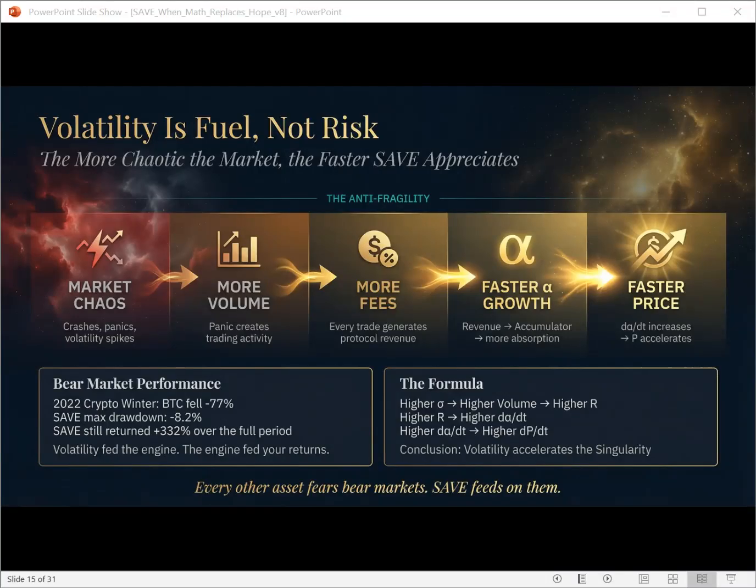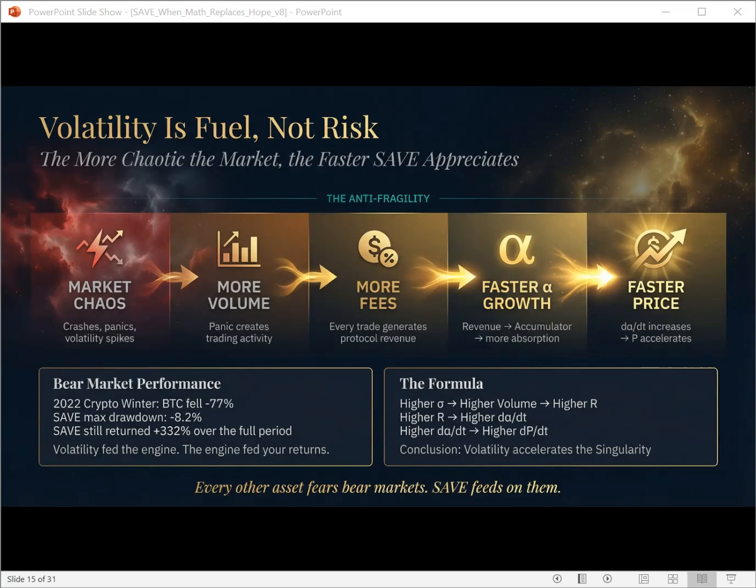So volatility is fuel, it is not risk. Every other asset in the world suffers during volatile markets. SAVE feeds on them. The causal chain is simple. Higher volatility produces more trading volume. More volume produces more fees. More fees produce more revenue.